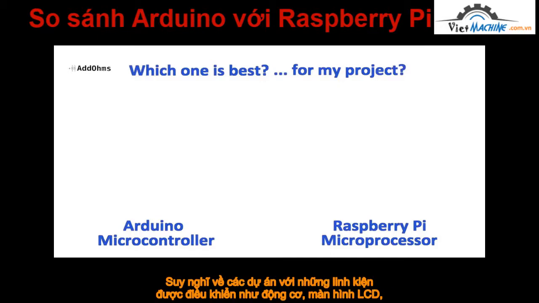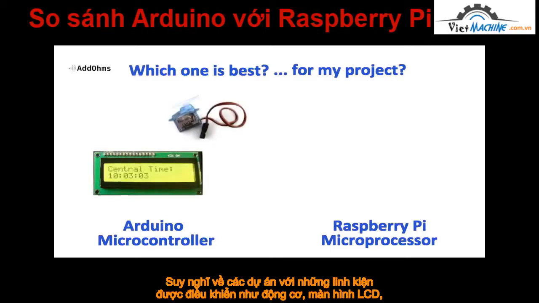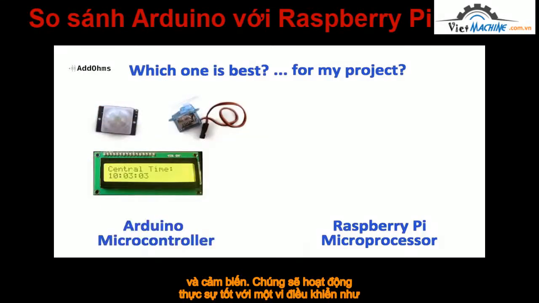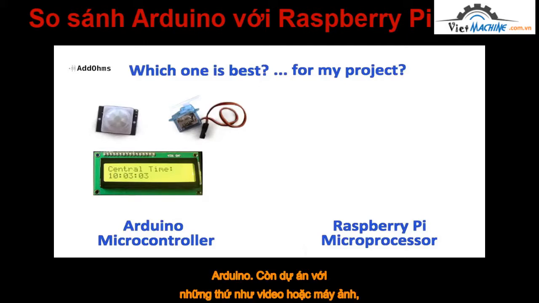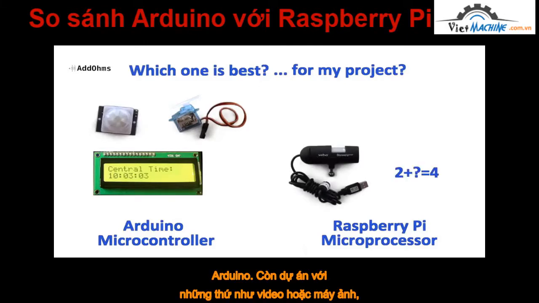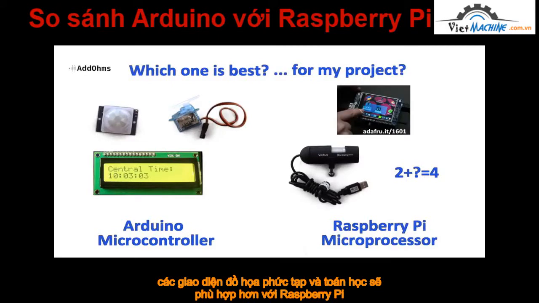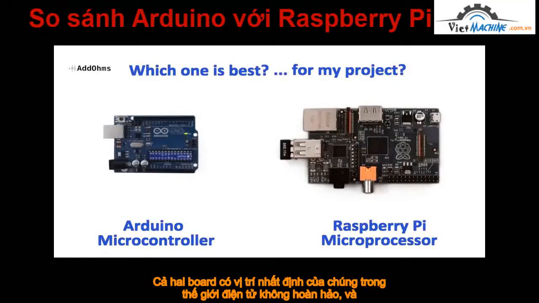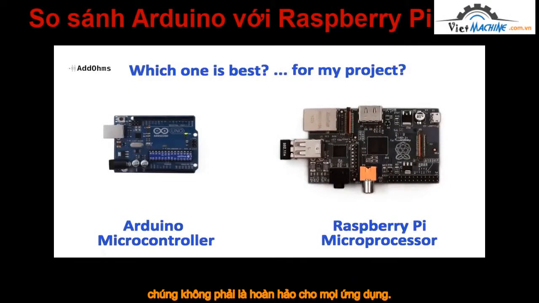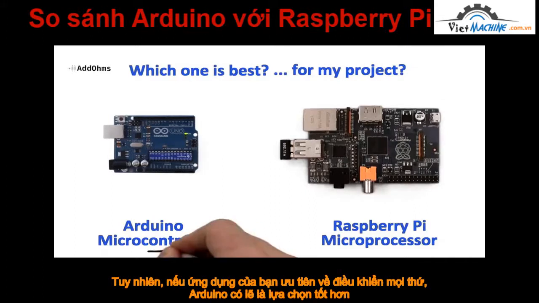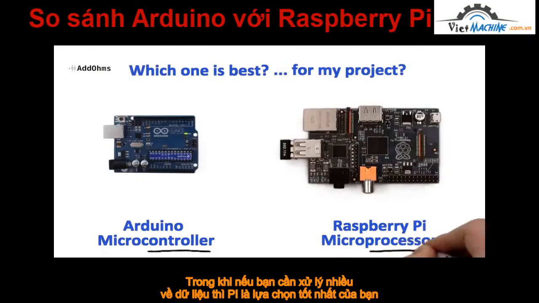Think about projects with things that get controlled, like motors, character LCDs, and sensors. These are going to work really well with a microcontroller like the Arduino. And then projects with things like video or cameras, complex math, and graphic interfaces are going to be better suited for the Raspberry Pi. Both boards have their place in the electronics world. Neither is perfect, and neither is going to be perfect for every single application. However, if your application is more about controlling things, the Arduino is probably a better choice. While if you need to process lots of data, the Pi is your best bet.